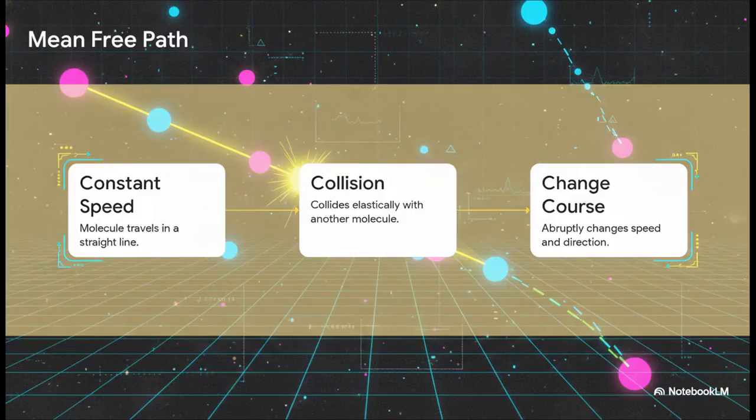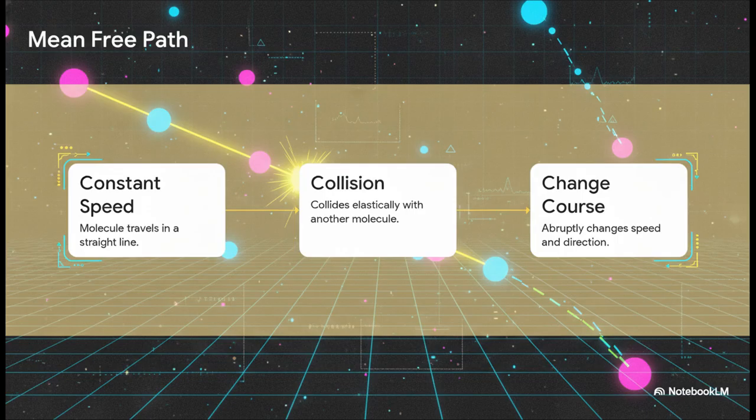Let's try to isolate just one of these incredibly fast molecules as it attempts to navigate the system. As you can guess, it's not a clear path. The environment is incredibly dense and packed with obstacles. We use a parameter called the mean free path to describe this. Think of it like a molecule trying to sprint through a very crowded, neon-lit city.